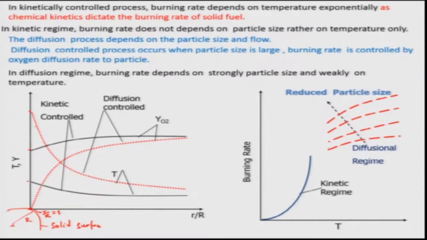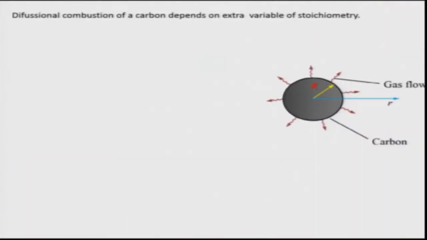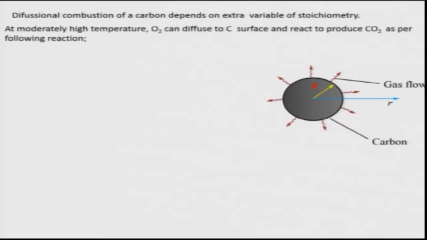So, you should keep in mind that carbon and metal combustion are predominantly diffusion control. Unless the particle size is quite small, then maybe you can get a premix combustion, but that is very unlikely to occur. So, let us look at what really happens considering particle diffusion combustion. Carbon depends on an extra variable, stoichiometry. Whatever we have discussed till now, there is another variable which plays a very important role, that is the fuel and oxygen ratio.